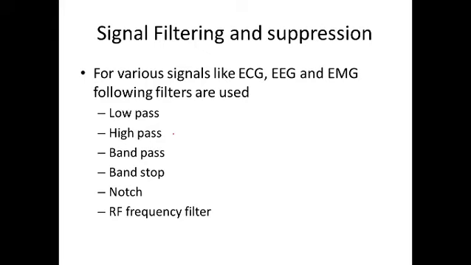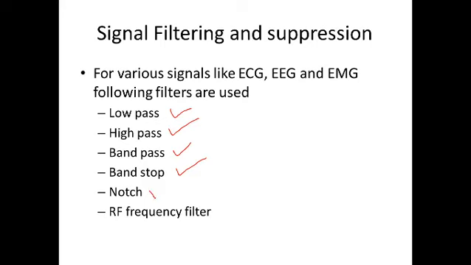Like for ECG, different filters are used. For EEG, different filters are used. For EMG, different filters are used. I am just going to give the names of different filters. First is the low pass filter, then high pass filter. Low pass filter will pass only the low frequencies. High pass filter will block the low frequencies and pass the high frequencies. Band pass will pass only a particular band of frequencies. Band stop filter will stop only particular frequencies and the rest are passed. So only a particular band of frequencies is attenuated by the band stop filter.